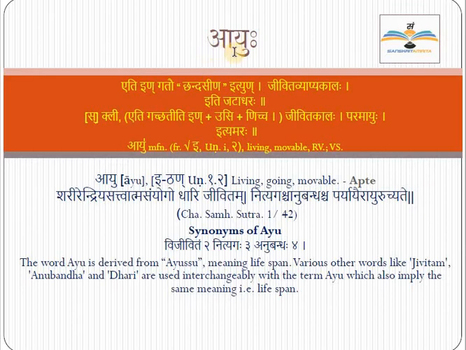Here, Ayu is taken from the root verb in. In is the root verb and gato is the meaning, to go, and eti means going. Something that goes is called life, and we know life always goes. So in gato is the root verb, eti is the verb form, eti means going. You can translate as eti iti ayu. So the Nirukti of ayu is eti iti ayuhu.